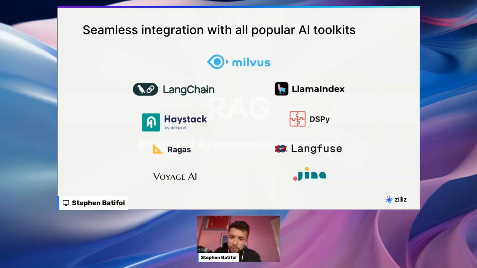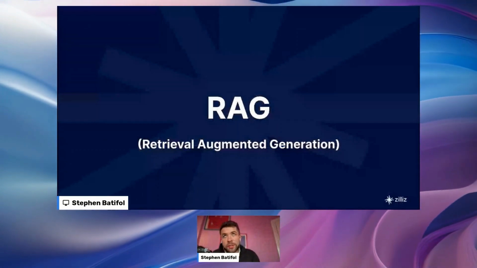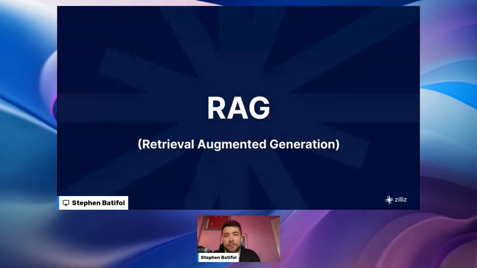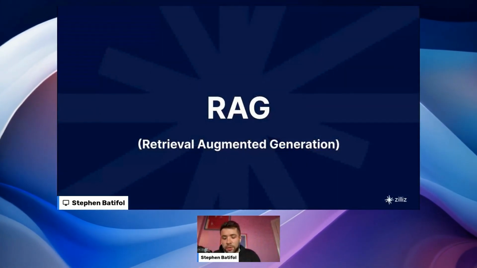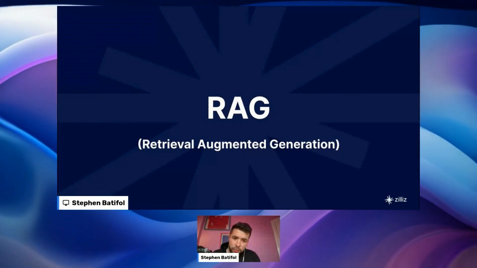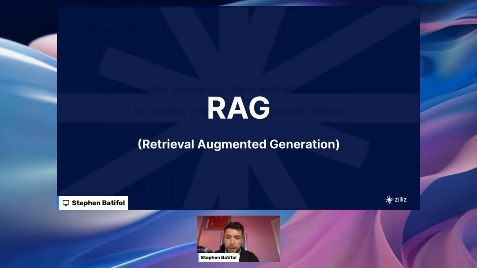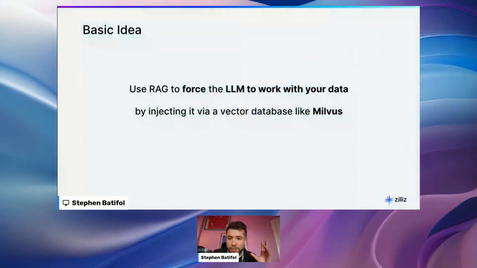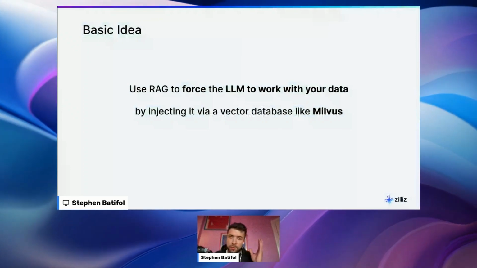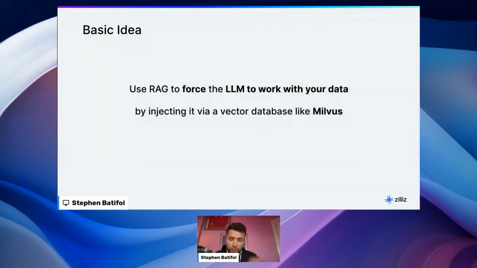I'm going to go more into the details. I'm just going to talk quickly about RAG, and I guess if you're here, you probably used it already in the past, but I'm going to introduce it quickly, and then we'll go more into the technical parts. RAG means Retrieval Augmented Generation. The basic idea is to use RAG to force the LLM to work with your data. So you inject it in a vector database, and then you can work with your private data.